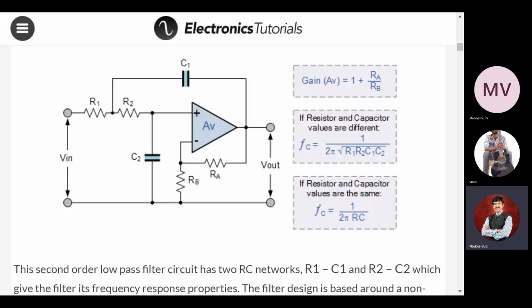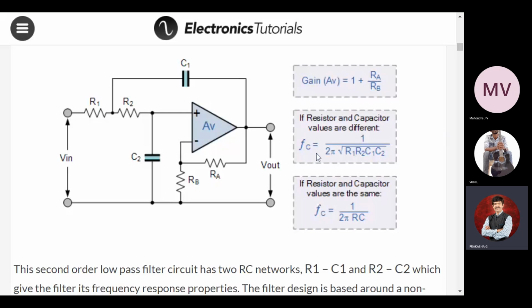So what is the gain of the amplifier? Since we are connecting to a non-inverting terminal, AF is given as 1 plus RF by R1. On the screen they have given RA and RB, where RA is the feedback resistor and RB is the input resistor, RA divided by RB. The gain of the second order filter is 1 plus RA by RB, as given on screen. But in the circuit we are using RF and R1, same thing.